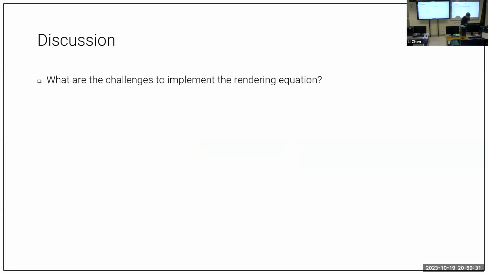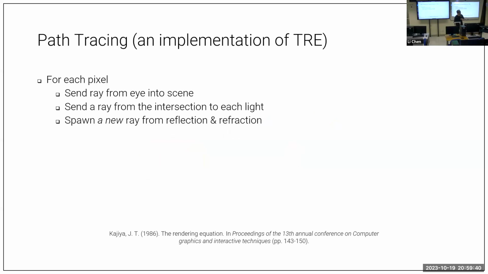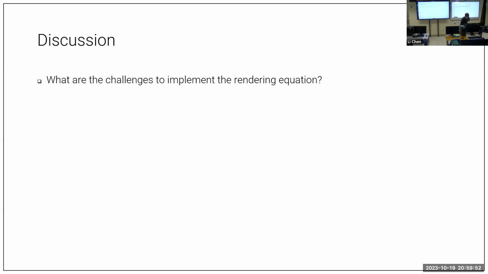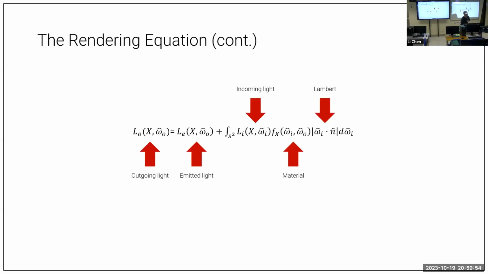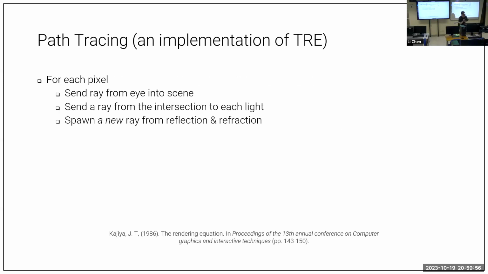Because it's a recursive algorithm, it's very difficult to implement in a very efficient way and very easy to get a stack overflow. Okay, so this is path tracing. Remember, this is very important. Path tracing is an implementation of the rendering equation. Even so, remember, path tracing does not equal the rendering equation.